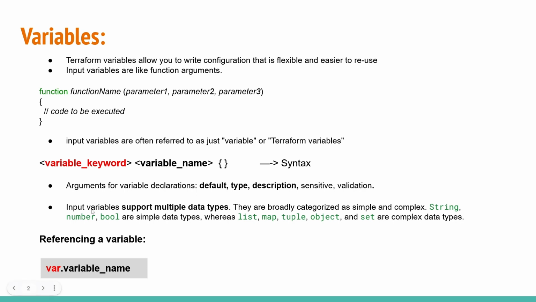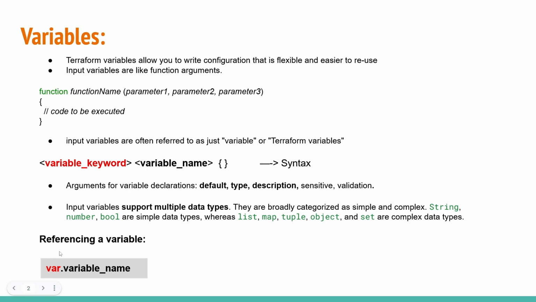Most of the variables support multiple data types. There are two kinds of data types, simple and complex. The simple ones are string, number, and boolean. You will see this in an upcoming slide also. The complex data types are a little more complex: list, map, tuple, object, and set. In the upcoming sessions we will clear up all these things.